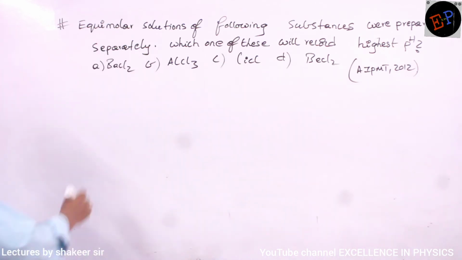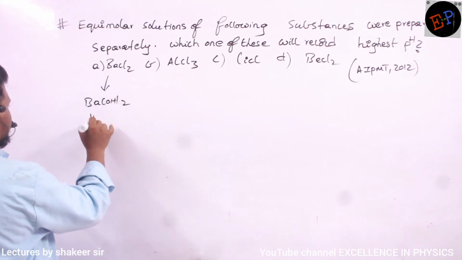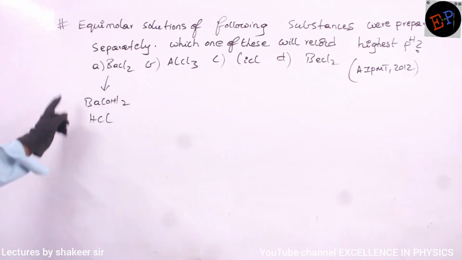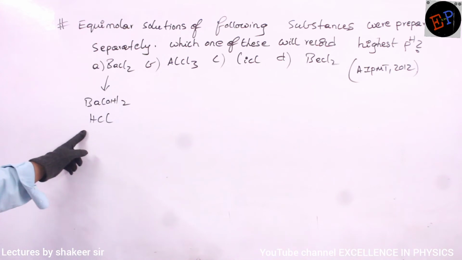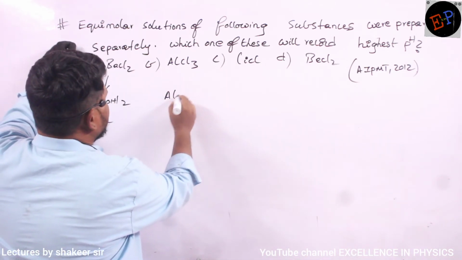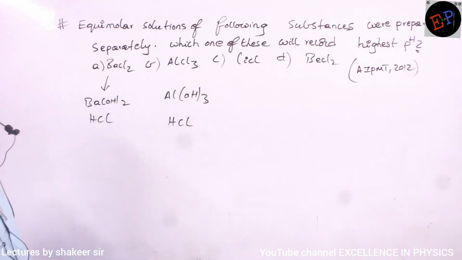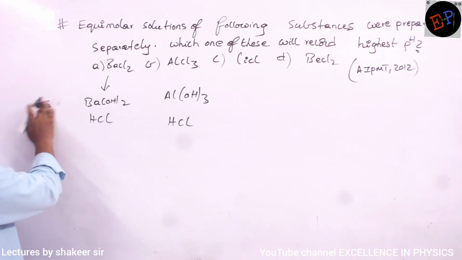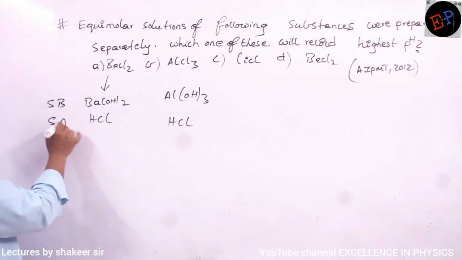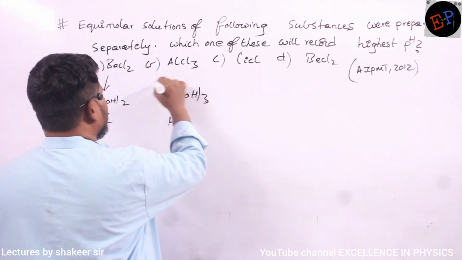Let us see. BaCl2 is made up of Ba(OH)2 and HCl. Ba(OH)2 is a strong base, HCl is a strong acid. Are you able to understand? And AlCl3, what about AlCl3? It is Al(OH)3 plus HCl. This is a strong acid, and what about Al(OH)3? This is amphoteric in nature.